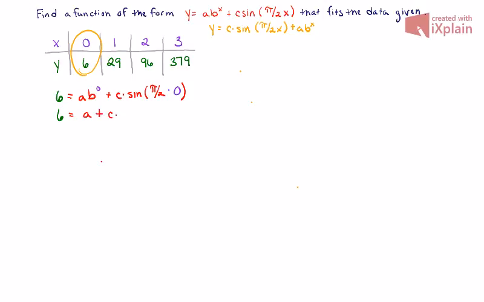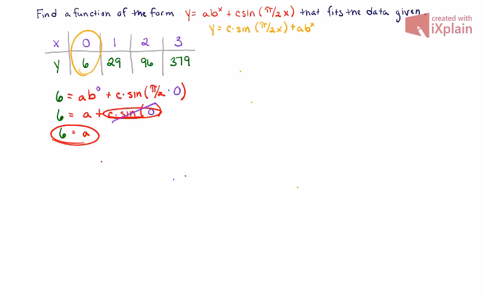And we're going to have c times the sine of, well, pi over 2 times 0 is 0. And what we want to note, if we need to consult your unit circles, but hopefully by now we know, is that the sine of 0 is just going to be 0. So it causes this whole thing to 0 out. So we are left with the statement that 6 is equal to a. So we've uncovered one of our first constant values.